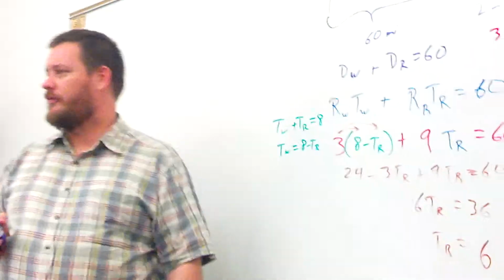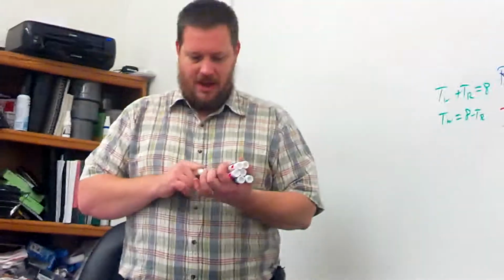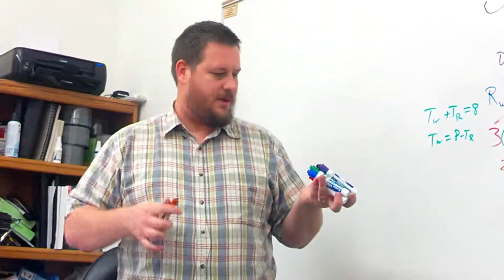6 what? TR. Hours. What does the T stand for? Time. Therefore, it needs to be hours. We solved for a time. So what do we get? Now we're not quite done.